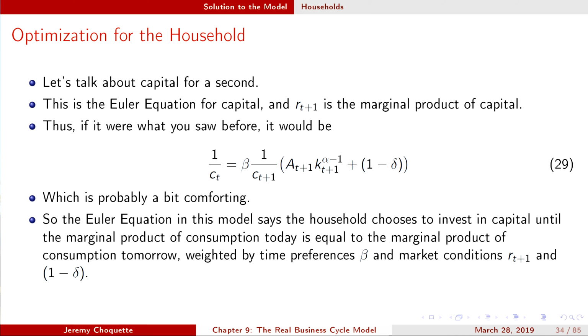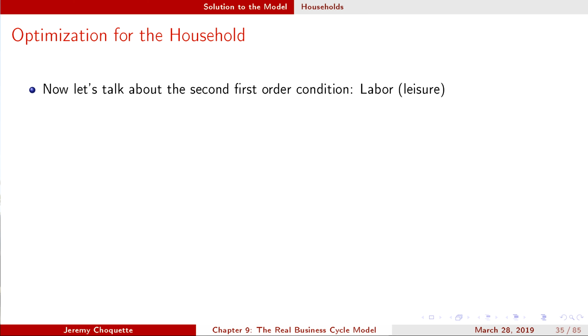The Euler equation in the model says the household chooses to invest in capital up until the point where the marginal utility of consumption today is equal to the marginal utility of consumption tomorrow, weighted by time preference beta and market conditions R_{t+1} and 1 minus delta. So if R_{t+1} goes up, we save more. We buy more capital and we consume less today.